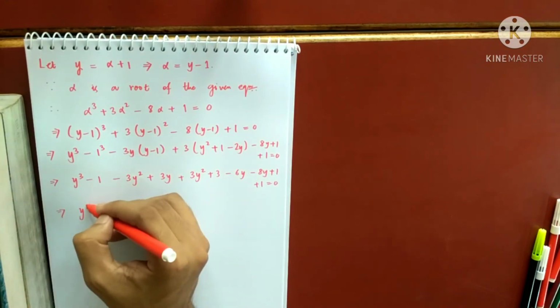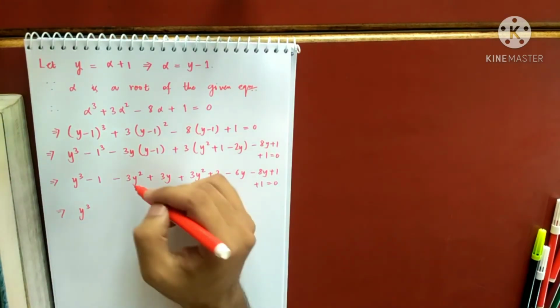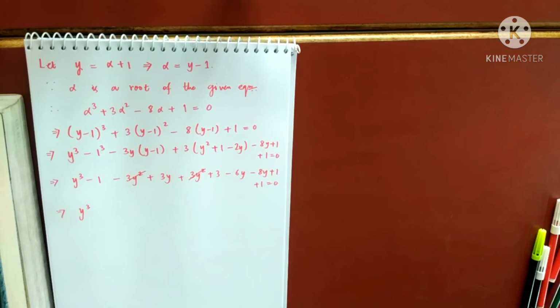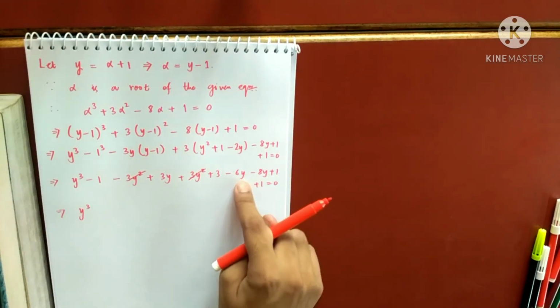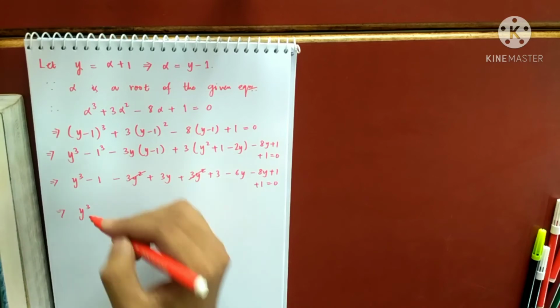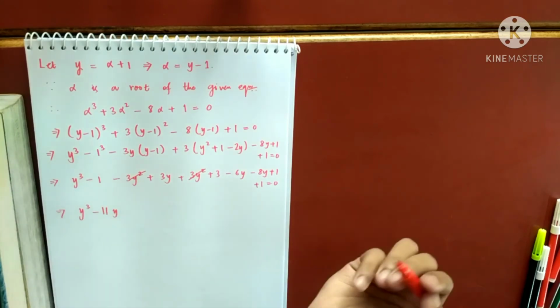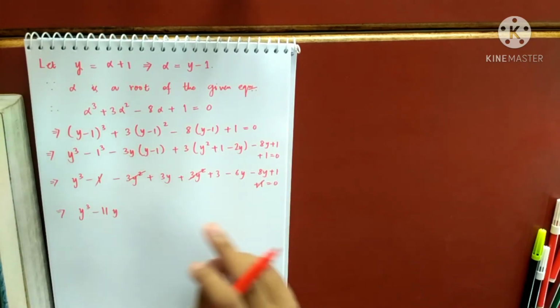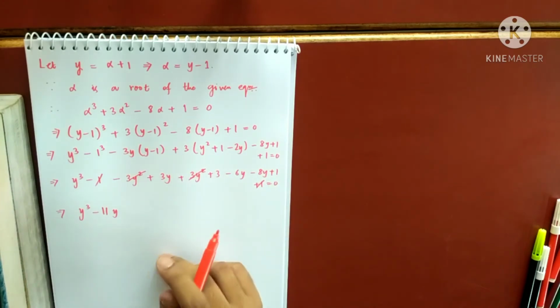So y cube, minus 3y square plus 3y square got cancelled, so there is no term containing y square. Then 3 minus 6 minus 8 is minus 11y, and minus 1 plus 3 plus 8 plus 1 gives the constant.